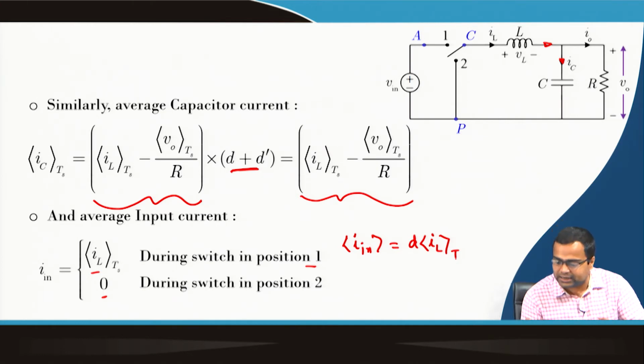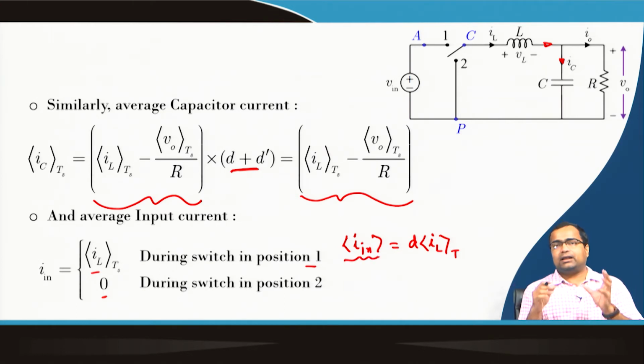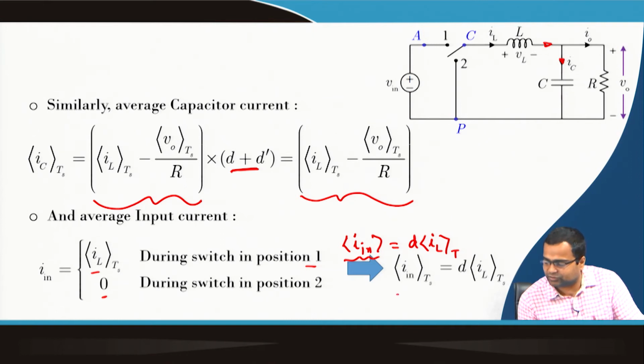That is because the input current is equal to the inductor current when the switch is on, and it is equal to 0 when the switch is off. Yes, so the average quantity is written by this.